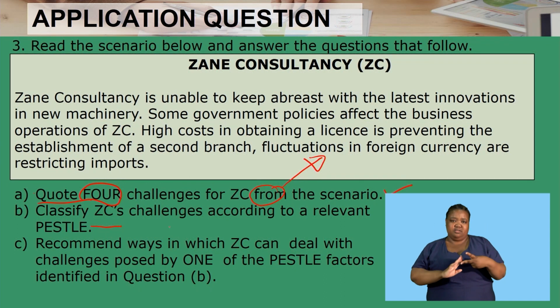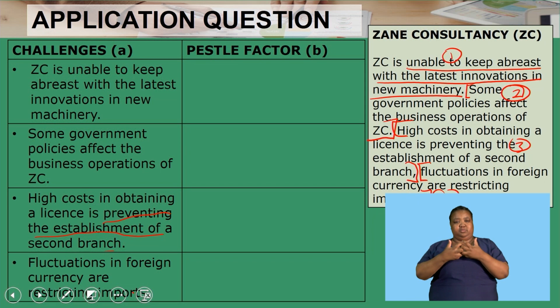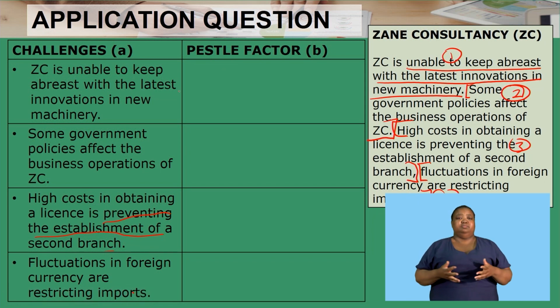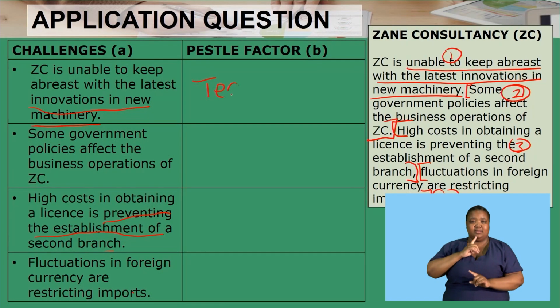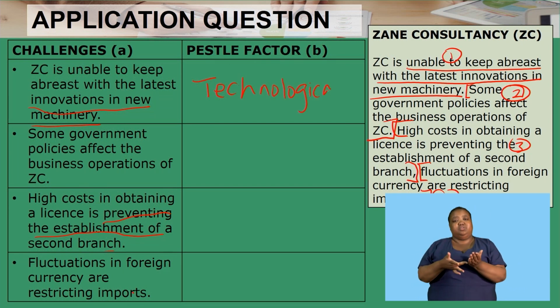The second one says we now need to classify the very same challenges according to the relevant PESTEL. Right, so now let's start. So ZC is unable to keep abreast with the latest innovations in the new machinery. So meaning something is changing here that we are unable to keep up with. So what could that be? Right, yes, I'm sure now you know the answer. Right, so the answer is technological. So that is the correct answer because we are unable to keep abreast with the latest innovation.